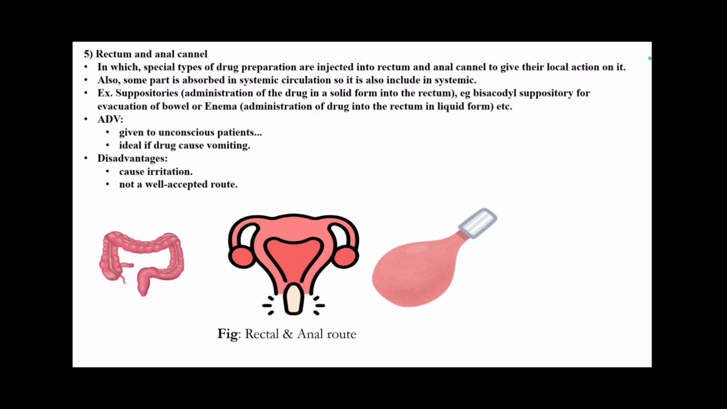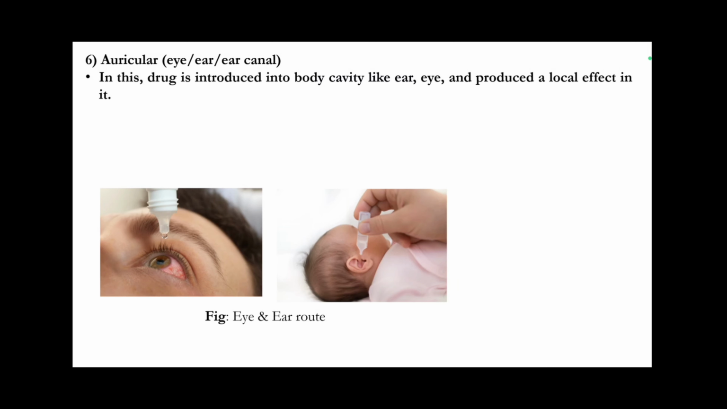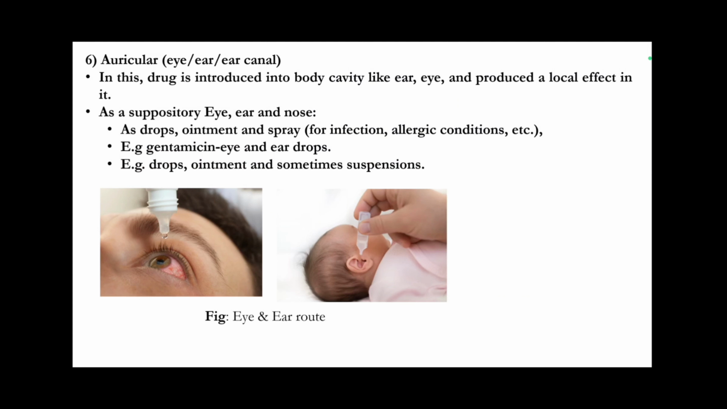Sixth route is the auricular route. In this route, the drug is administered into the eye or ear and produces local action. Drug is administered as ear suppository, drops, ointment, and spray for infection and allergy conditions. Example: gentamicin eye and ear drops.